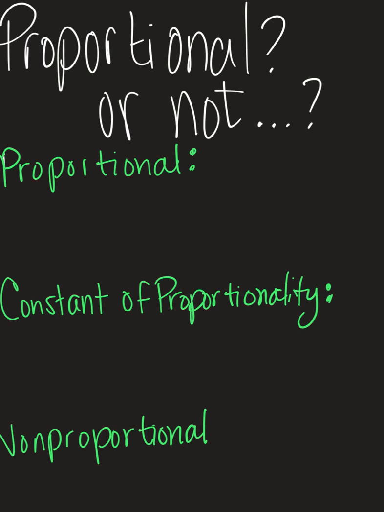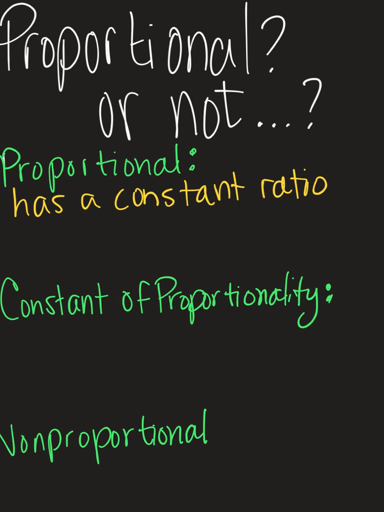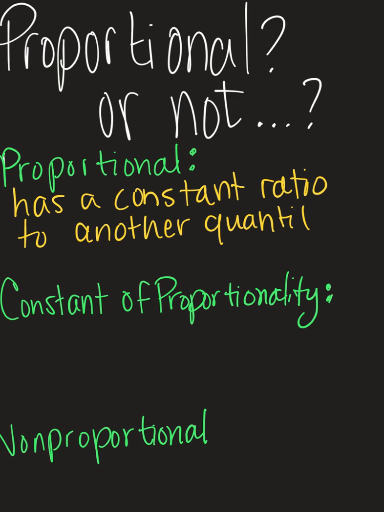So, the definition of proportional means it has a constant ratio to another quantity. Okay, I'll explain a little bit more about what that looks like for each graph and each table and each equation. But really, thinking back to the last lesson, it has the same unit rate consistently.